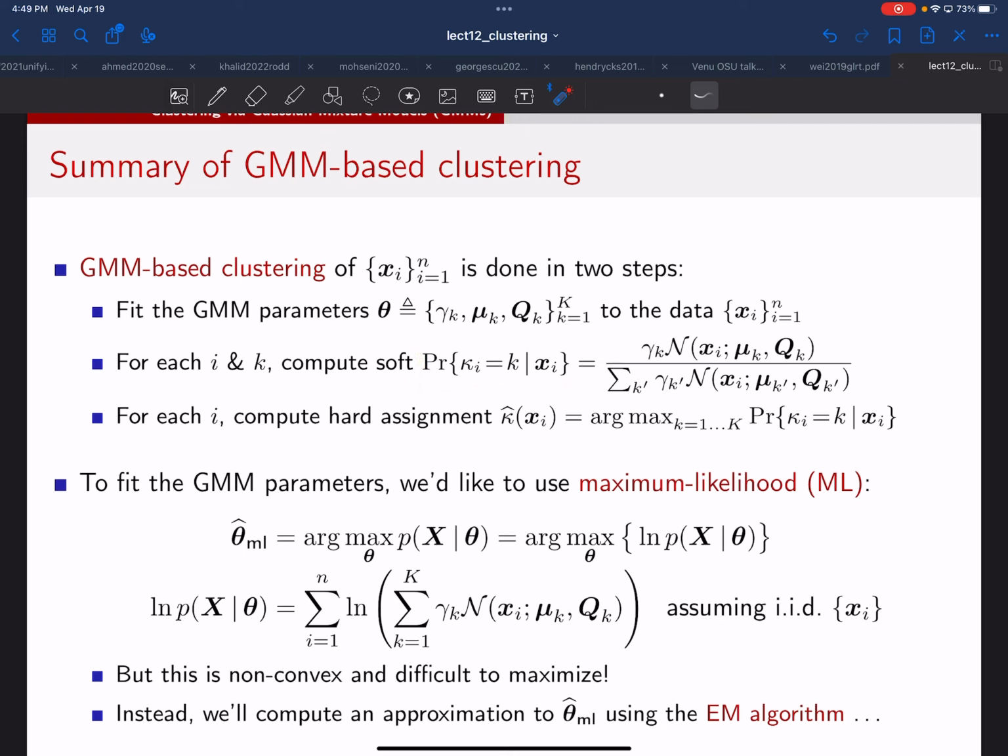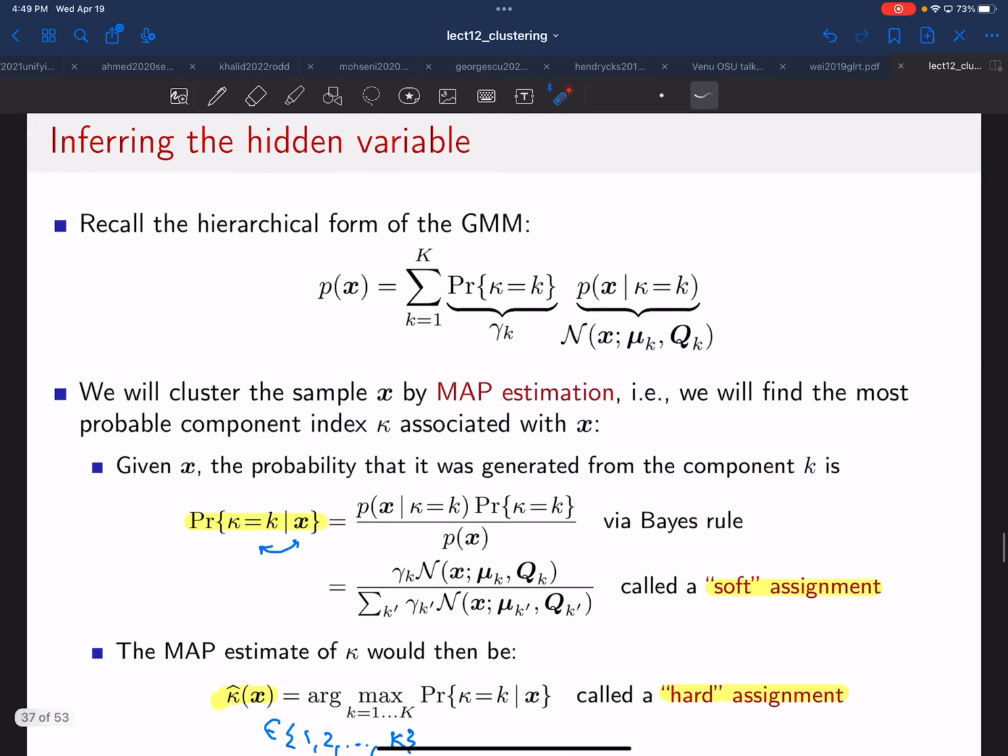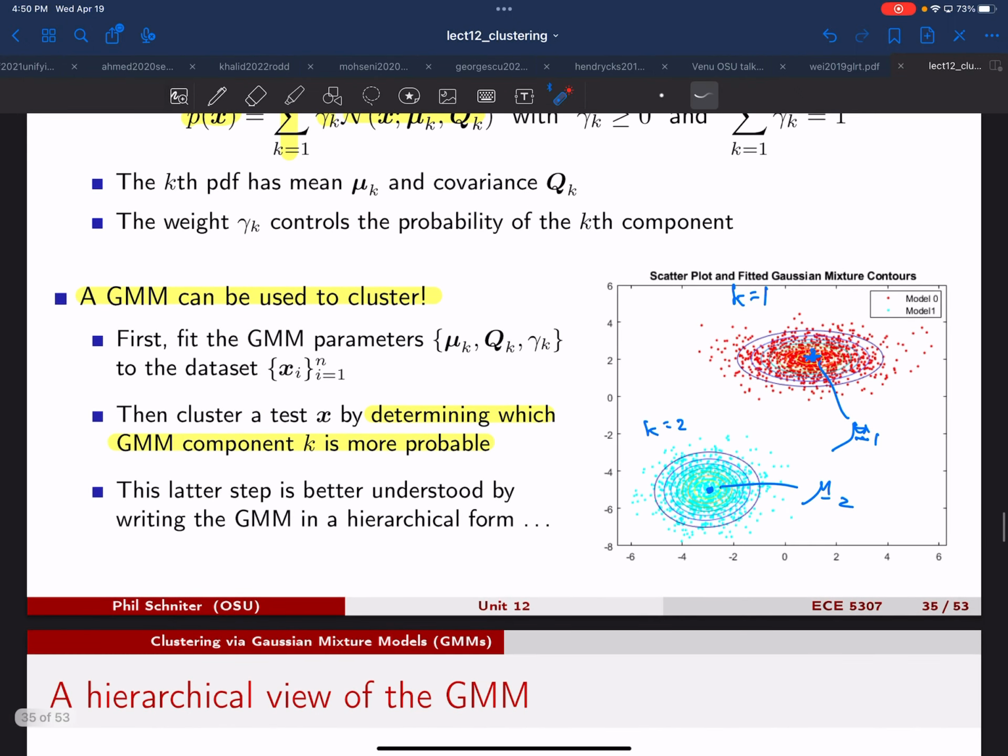What's the probability that x_i came from the kth cluster? We know how to do that. We compute this, and we have to do that for all these different cases. Then for each sample i, we can compute the hard assignment. We say that for that i, we believe it came from this cluster. And that will finally give us the colors that we see here.